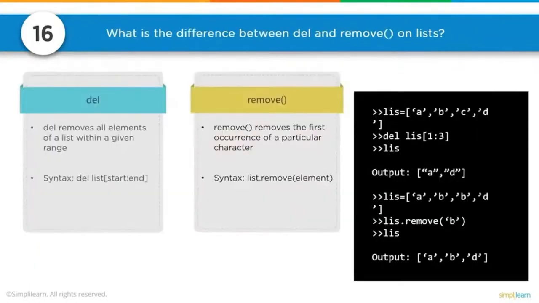Number 16, what is the difference between del and remove on lists? Del, for delete, removes all elements of a list within a given range. Syntax, del list[start:end]. Remove removes the first occurrence of a particular element. Syntax, list.remove(element). And we see a nice example here. If we delete list 1 to 3, it will delete the elements at index 1 and 2, it doesn't do 3, remember that. So it will delete B and C and you end up with A and D. Whereas if we do remove B from a list A, B, B, D, it's only going to remove the first B.